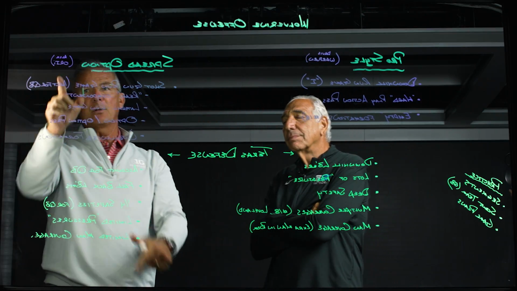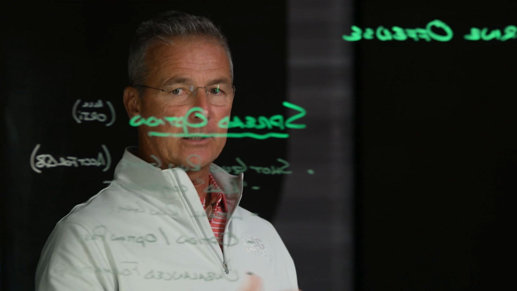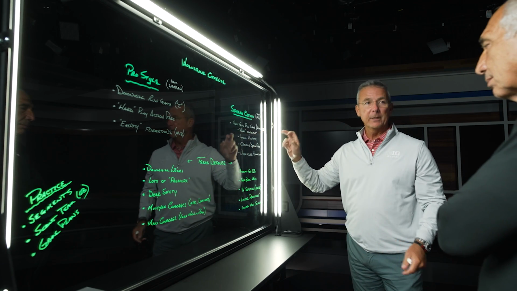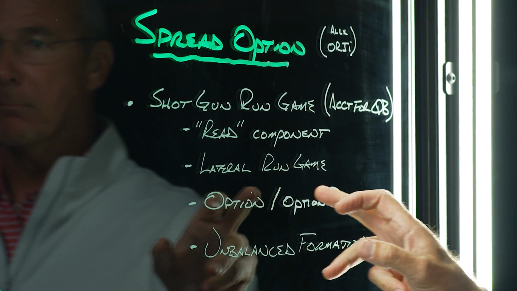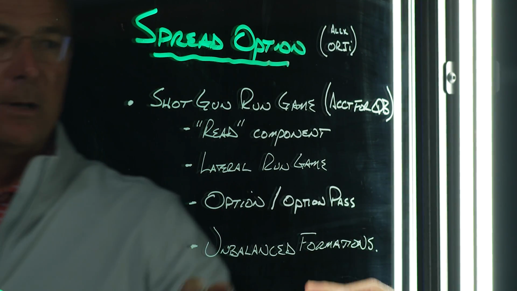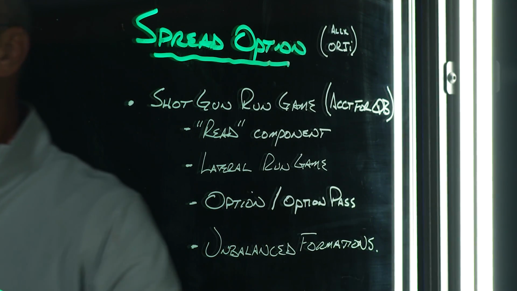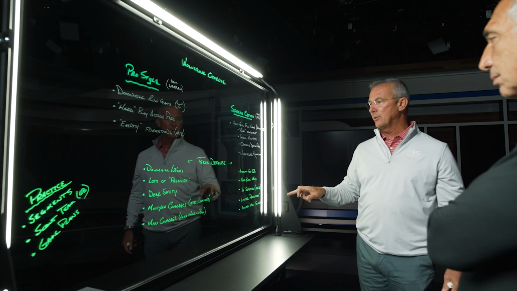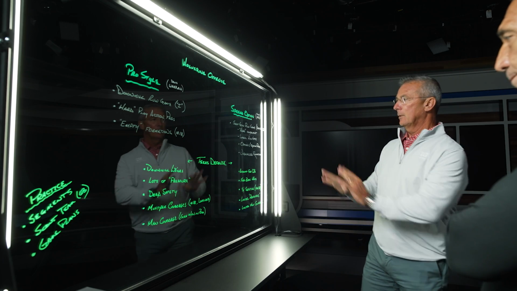Let's go over the spread option. Alex Orji is your quarterback. Shotgun run game. There's always a read component. That means with the quarterback, you better account for him. He can keep the ball. Lateral run game, much different than the downhill run game. Option and option pass, accounting for the quarterback, a big part of the spread option offense, and unbalanced formations, which we saw on tape earlier today. Okay, that's what it is.